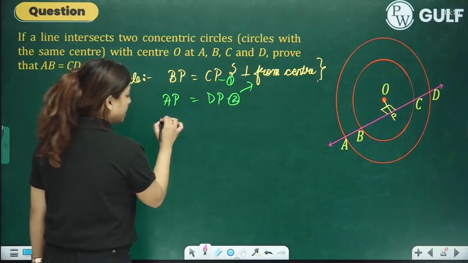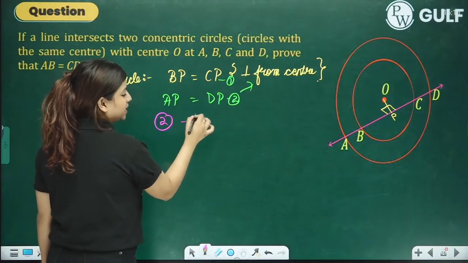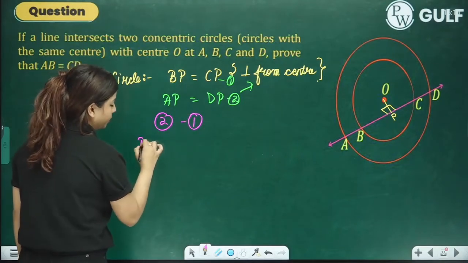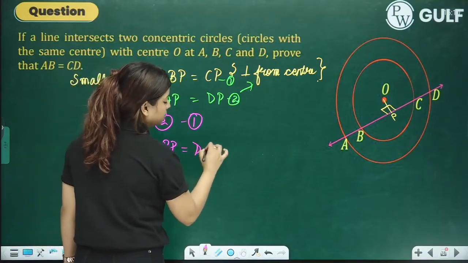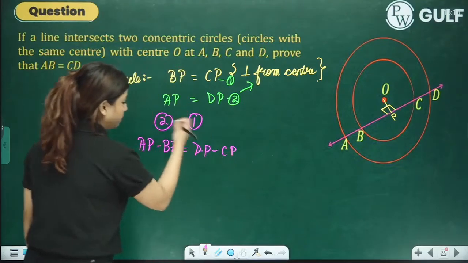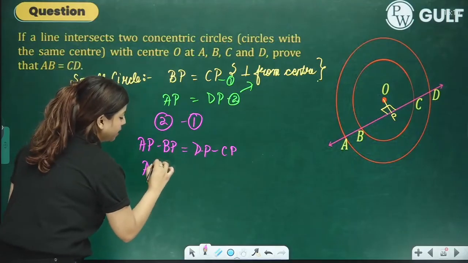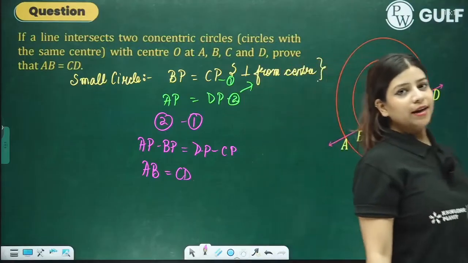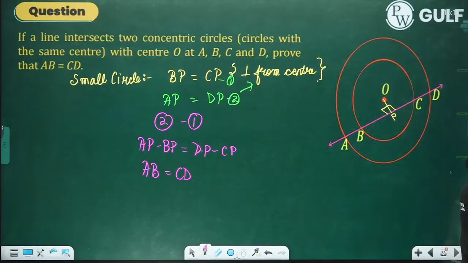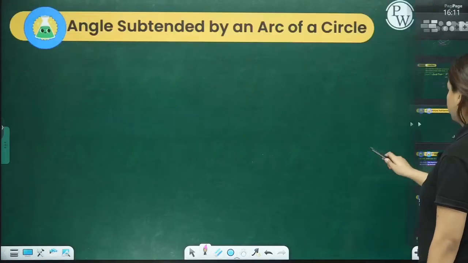Now, the third step is simple. From the second equation, subtract the first one. That means AP minus BP should be equal to DP minus CP. So, from this we will get that AB is equal to CD. I hope this part is clear with everyone, right? Let's move to the next question.